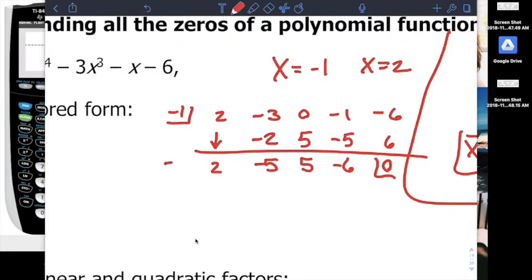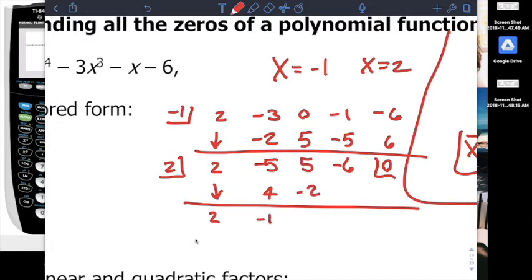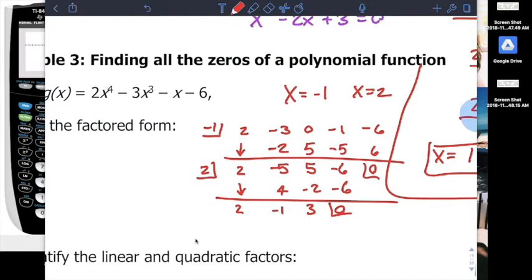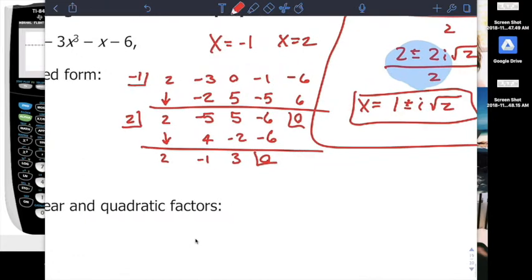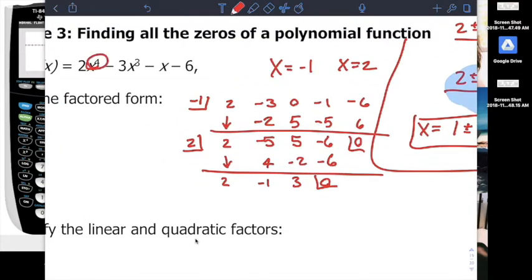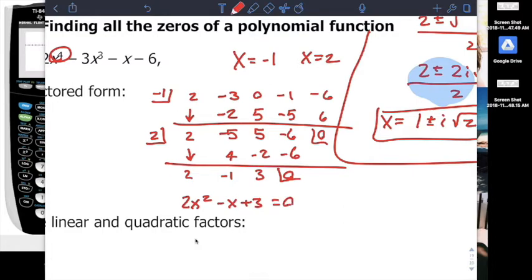All right, let's go ahead and use synthetic division again. Chain it together. Drop down your 2. You get 4. Add, you get -1. Multiply, you get -2. Add, you get 3. Multiply, you get -6. And you get 0. Since we only did synthetic division twice, decrease your power by 2. So that'd be 2x squared minus x plus 3. And then I guess we'll set that equal to 0 and do your quadratic formula.